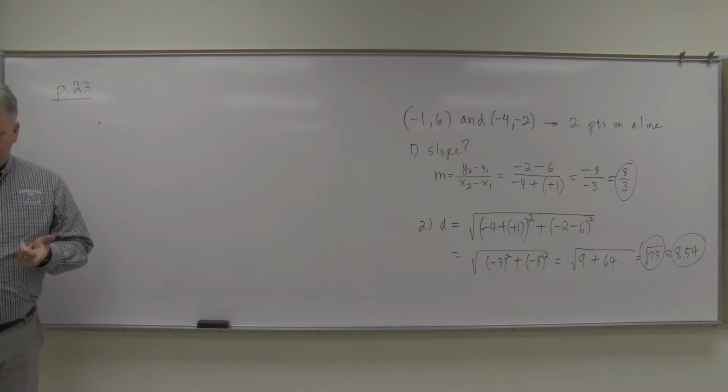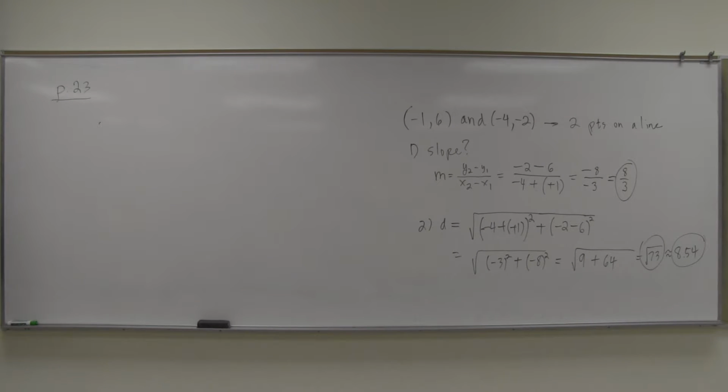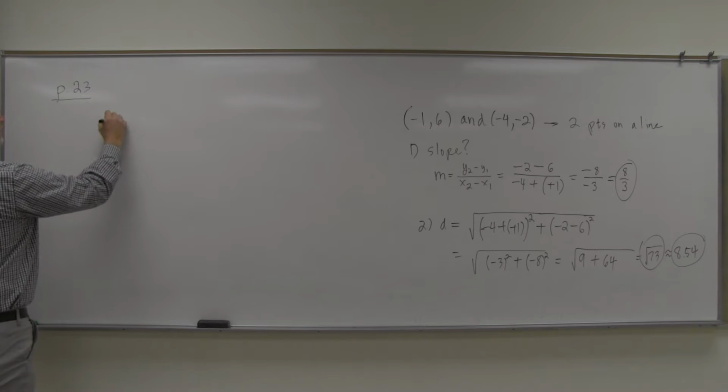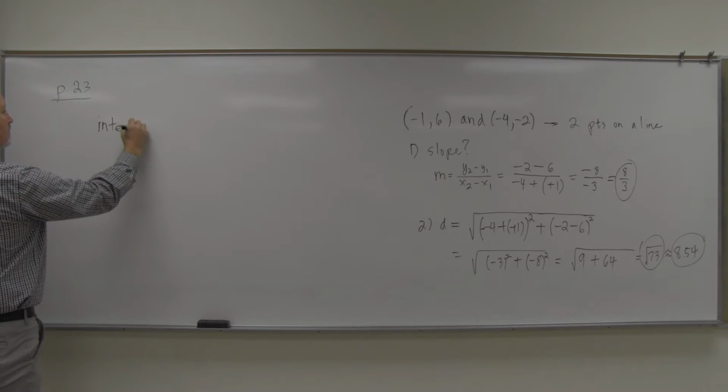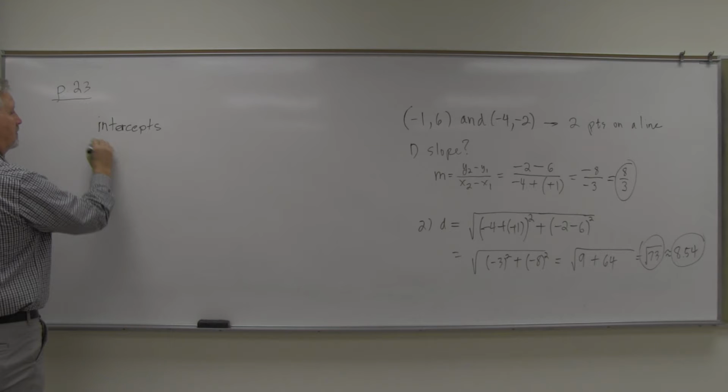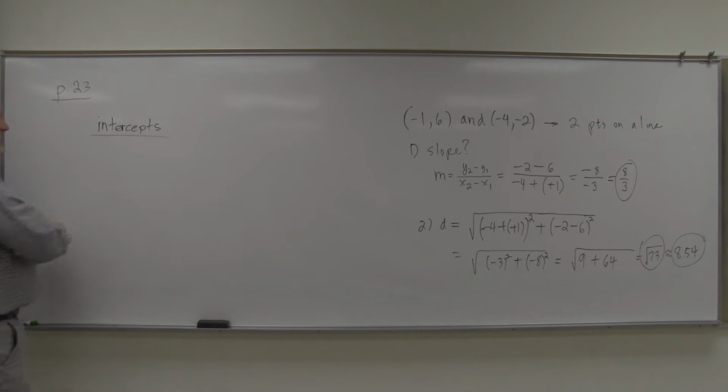Let's talk about another thing here before we go into those examples at the end of the page on page 23, bottom of the page. Intercepts. Any graph, when it talks about the intercepts, that's where it crosses either the x or y axis.